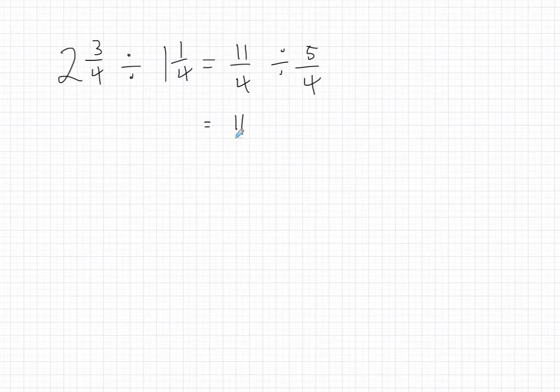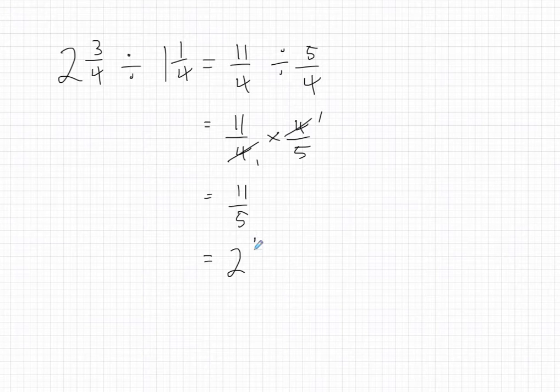Equals 11 over 4. When we divide, we multiply, so it's 4 over 5. The 4 cancels, so it's 11 over 5. 5 into 11 goes twice, which is 10, and 1 left over, that's 1/5. Okay.